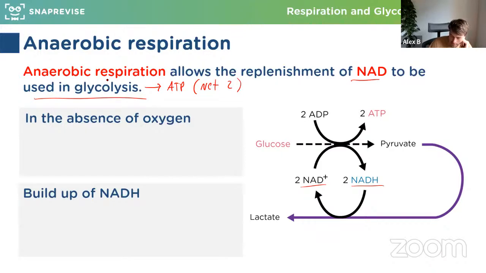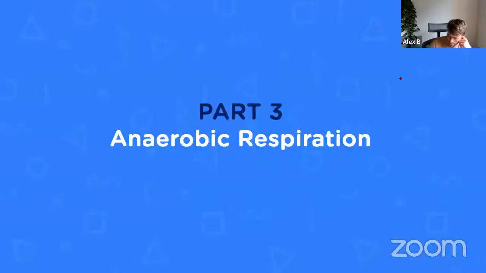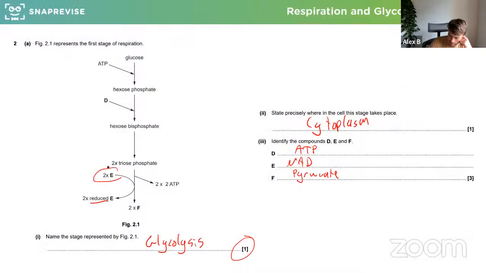However, glycolysis needs NAD, and there's not that much NAD in the cell. So if you want to keep glycolysis going, this is glycolysis, where we go glucose to pyruvate, you need more NAD. So anaerobic respiration just regenerates NAD from reduced NAD. And this allows this last step, TP to pyruvate, to carry on. So that's where we make our ATP. So yeah, NAD is super important.